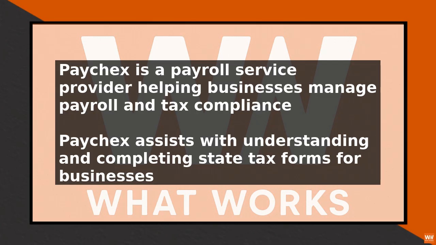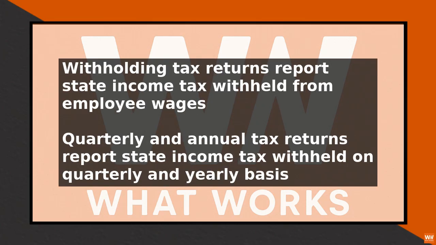These include withholding tax returns, quarterly tax returns, and annual tax returns. Withholding tax returns are used to report the amount of state income tax withheld from employee wages. Quarterly tax returns are used to report the amount of state income tax withheld from employee wages on a quarterly basis. And annual tax returns are used to report the total amount of state income tax withheld from employee wages for the year.